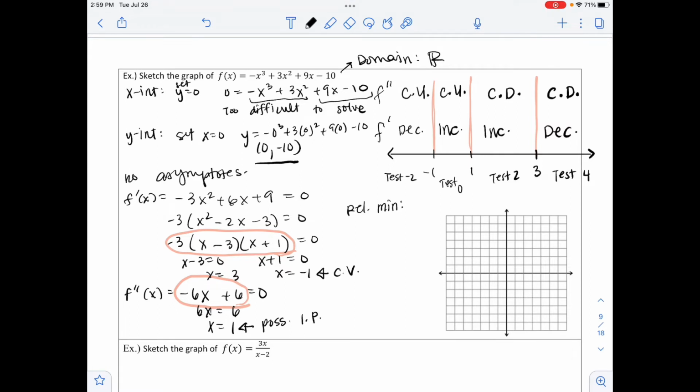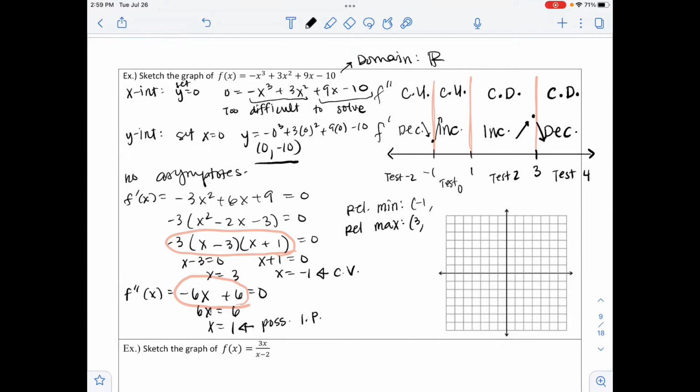So our relative min is going to be, if you notice, we go from decreasing to increasing here. So we have a relative min at x equals negative 1. And I'll find my y value in just a sec. And my relative maximum, it goes from increasing to decreasing. So we have a relative maximum at 3.